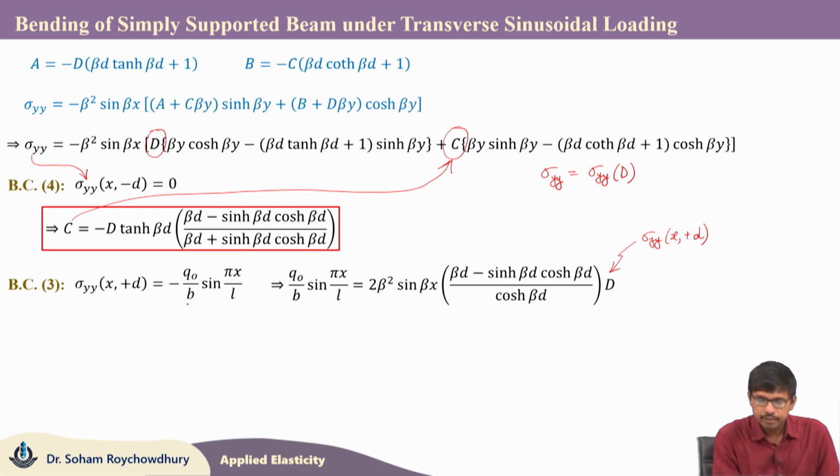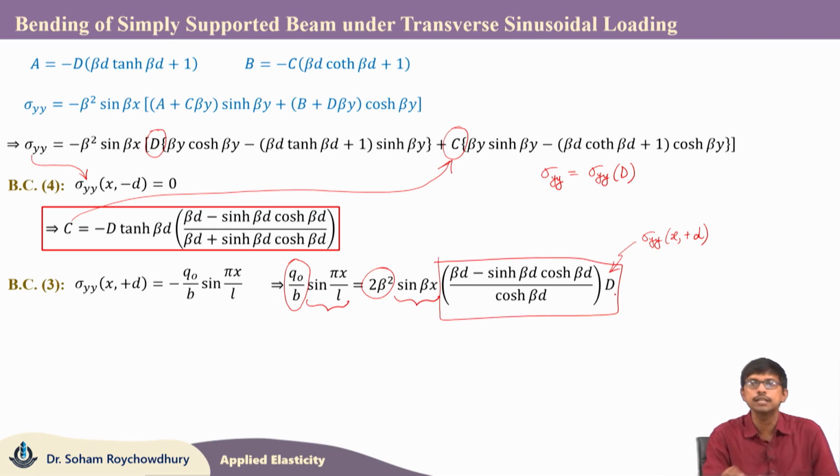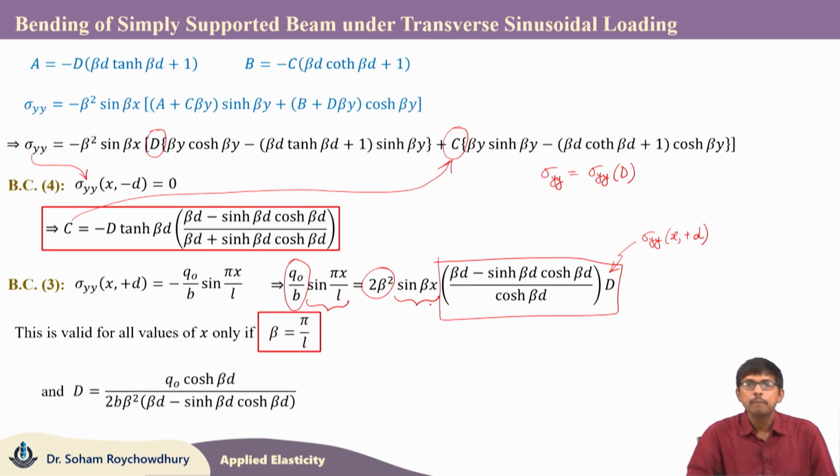Now, you can see this sin beta x term is the only x dependent part on the right hand side, whereas on the left hand side the x dependent part is sin pi x by L. The left hand side constant is q naught by b, whereas the right hand side constant is 2 beta square times this big expression, capital D into the term within brackets, some numerator by denominator. For this equation to be valid for all values of x, we must have sin pi x by L equal to sin beta x, or beta equals pi by L, and D equal to this.